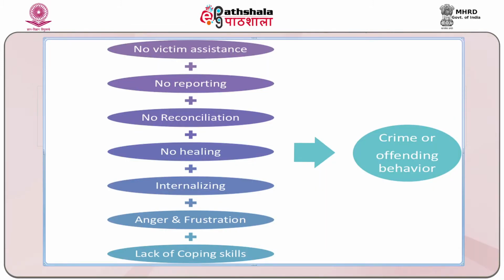Now, let's have a look at the picture on the screen. In the aftermath of the crime, when there is no victim assistance provided, the victim will not report the crime. So, there is non-reporting, there is no reconciliation with the victimization, there is no healing, and the victim internalizes the harm. Then this leads to anger and frustration, and there is a lack of coping skills. All these factors put together would lead the victim to commit crime. So, this makes it very clear that when there is no victim assistance, there is the occurrence of another crime. Conversely, victim assistance is crime prevention.